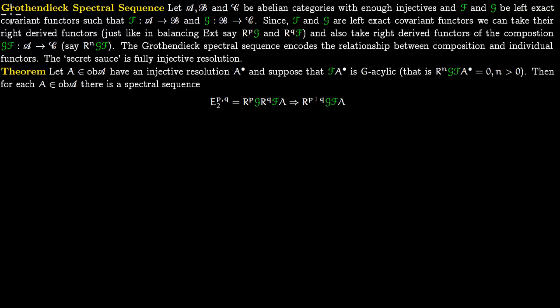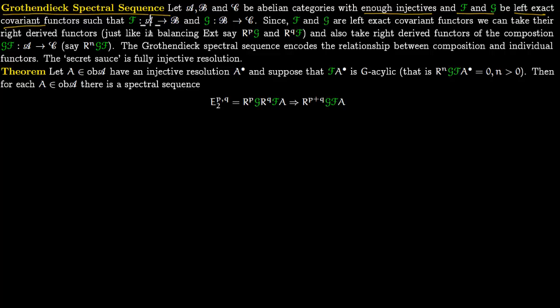In this lecture, we talk about Grothendieck spectral sequence. So let A, B, C be abelian categories, and these categories have enough injectives. That means if you're given an object in any of these three categories, you can form its injective resolution.